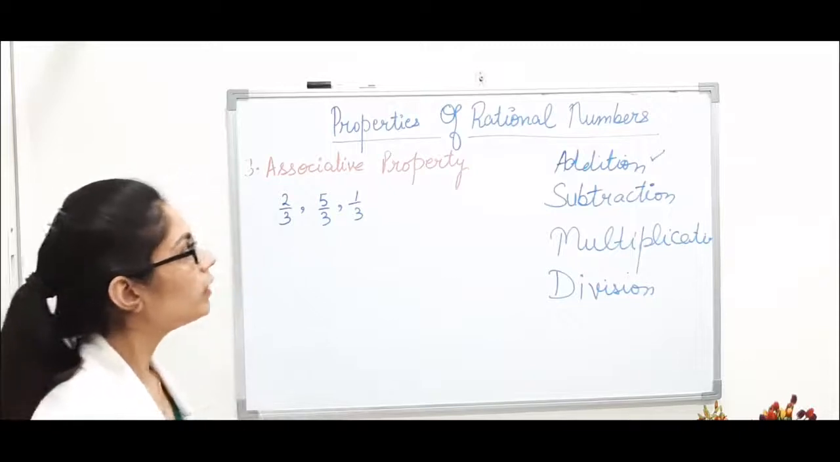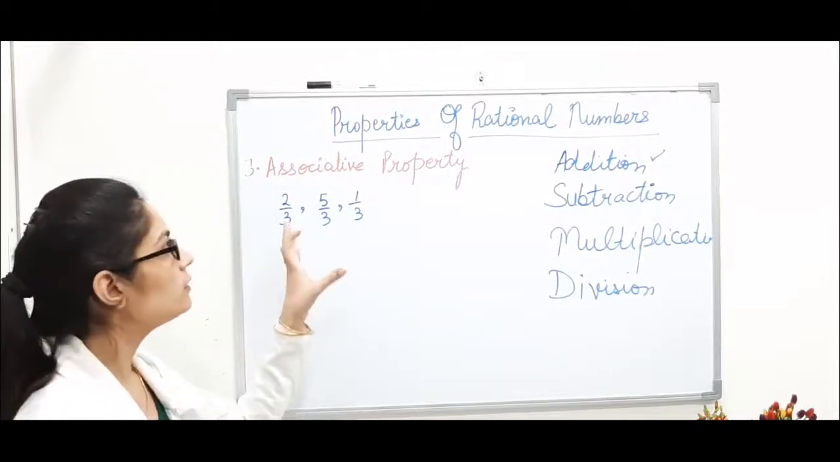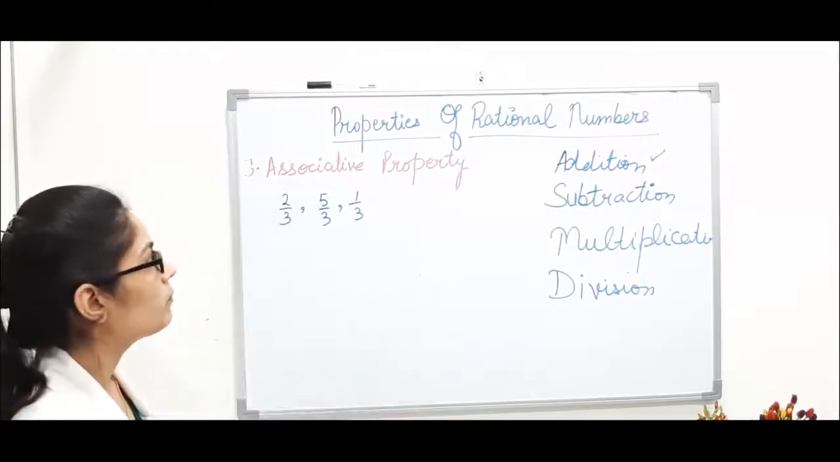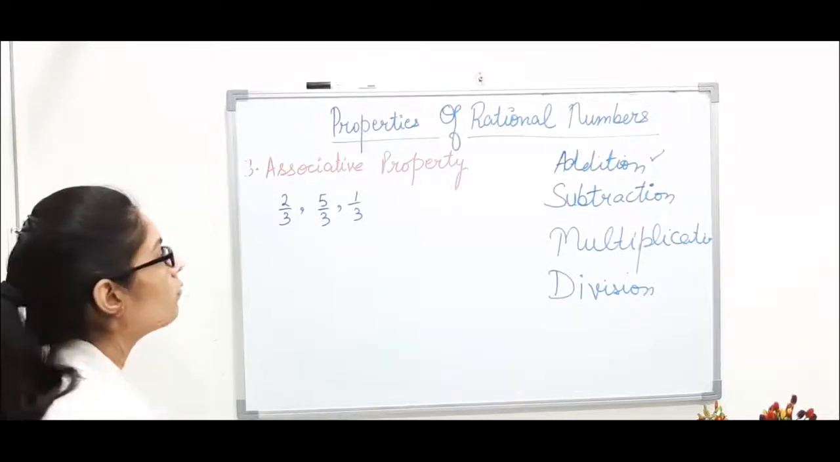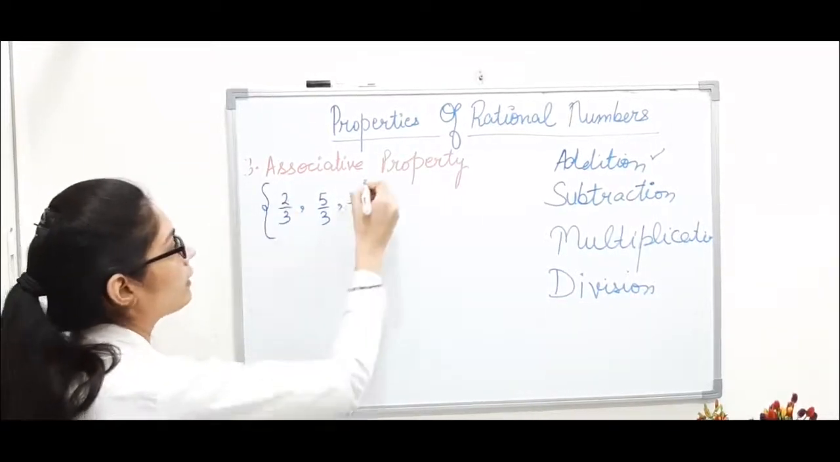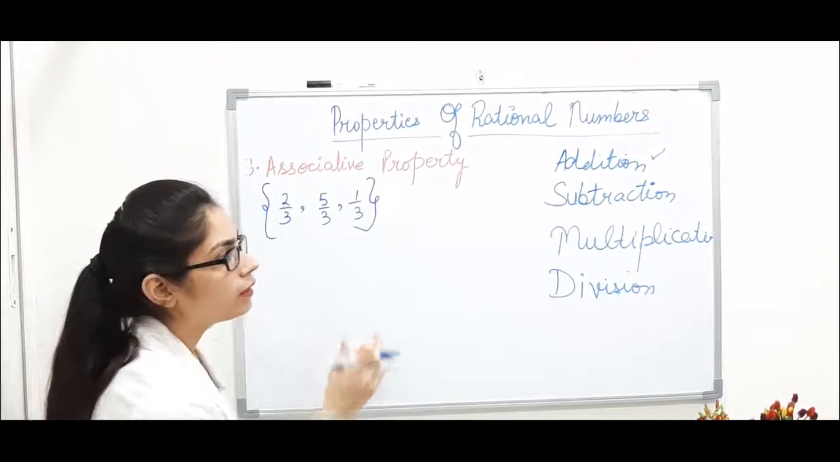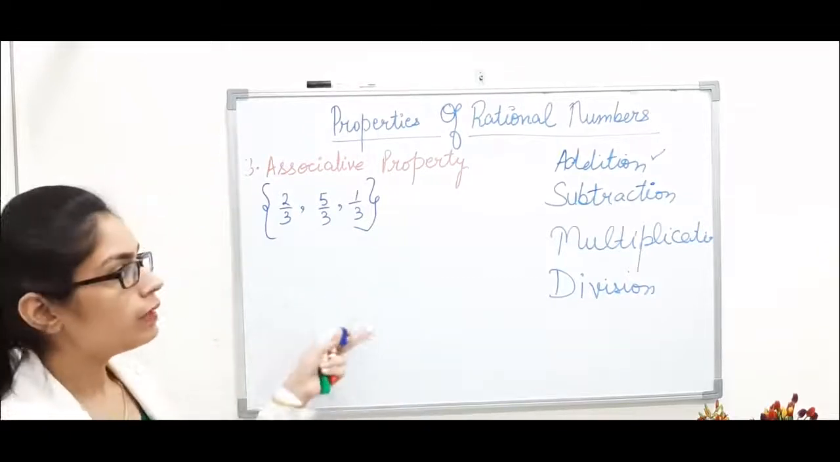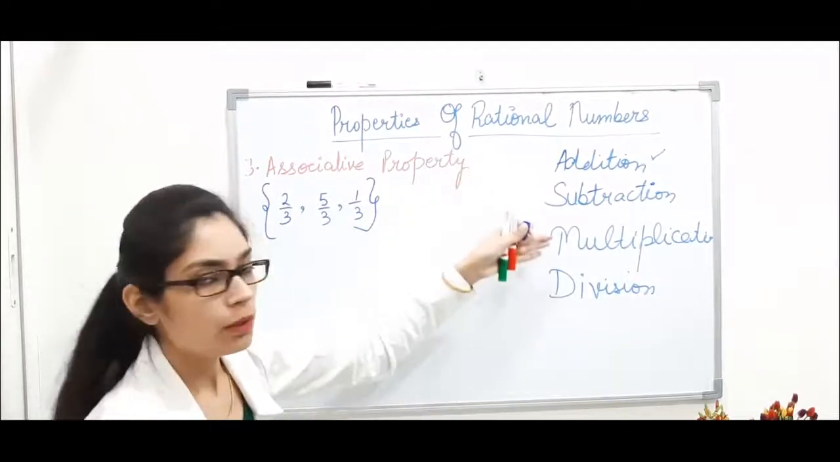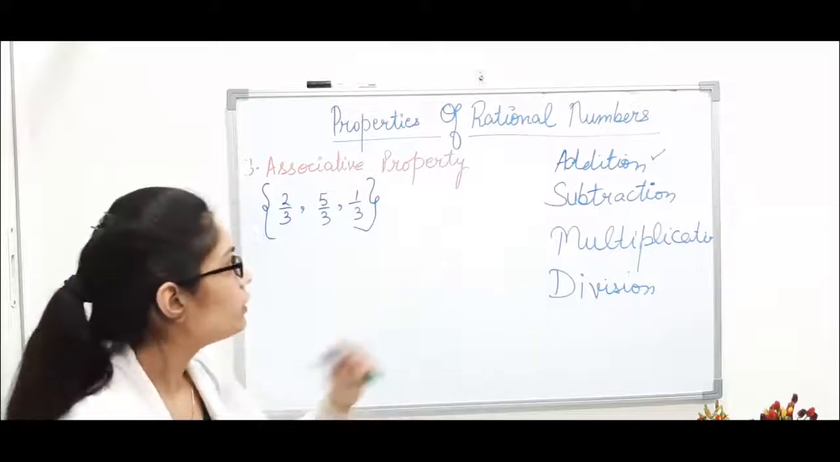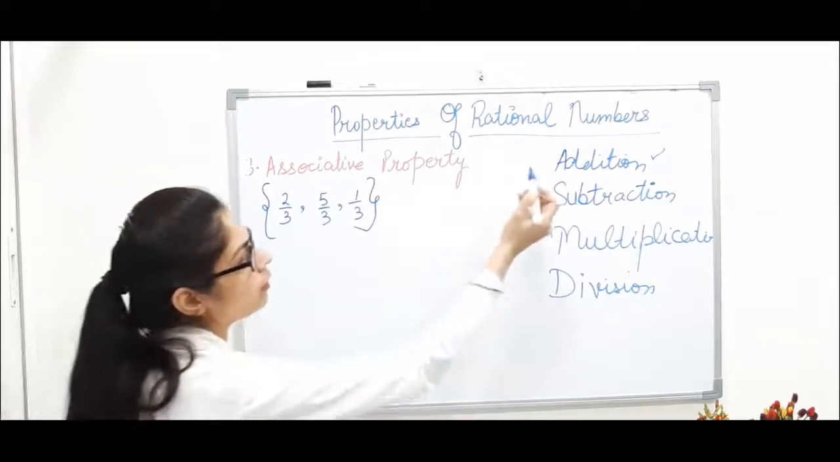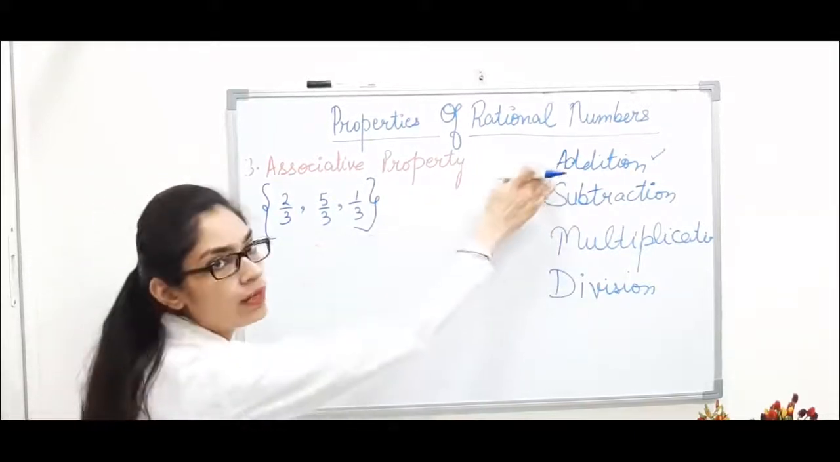So now the third property of rational numbers is the associative property. In the associative property, we will choose three rational numbers. Again, we will check this property for addition, subtraction, multiplication and division. So let's check this property first for addition.